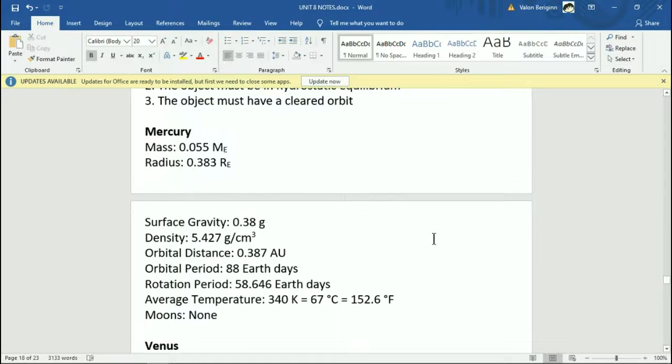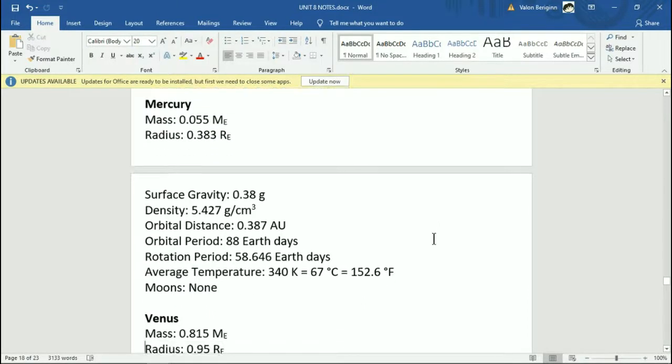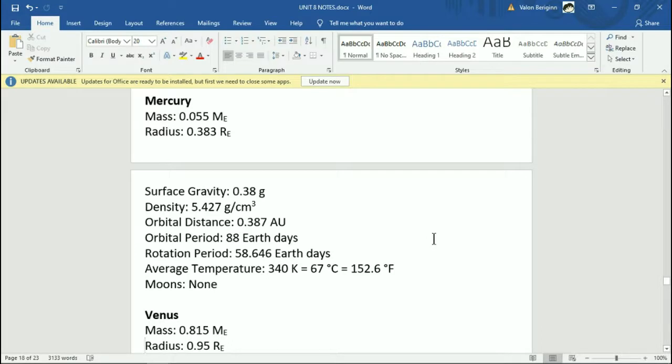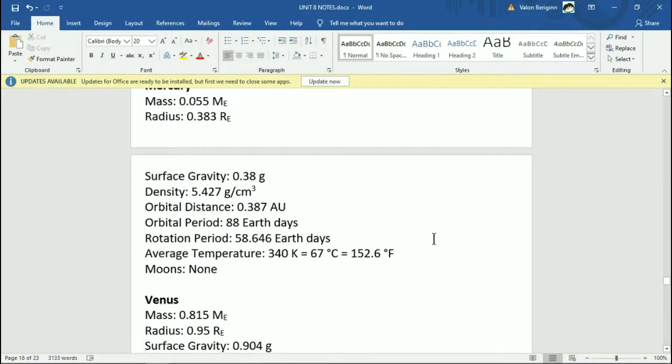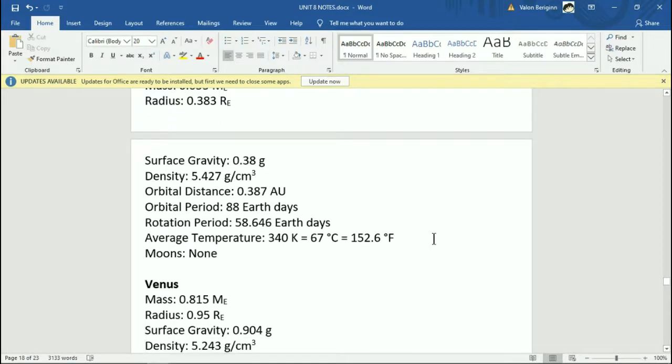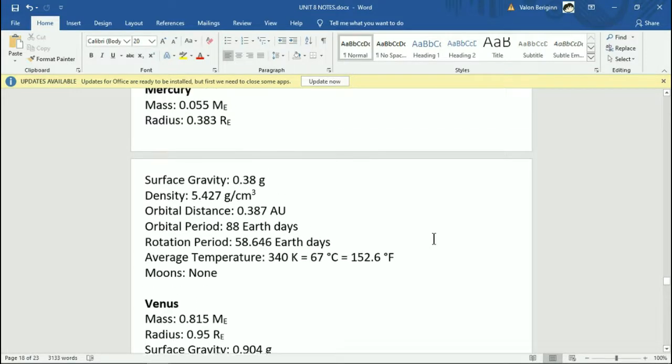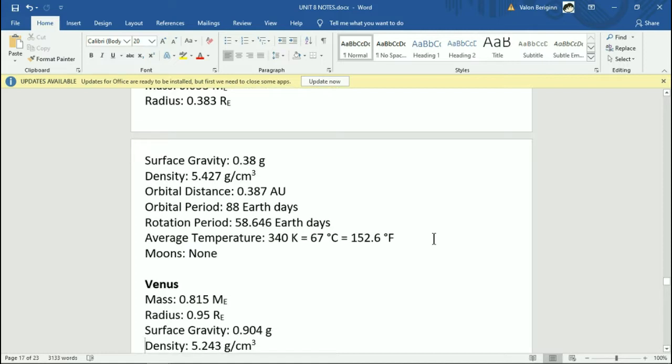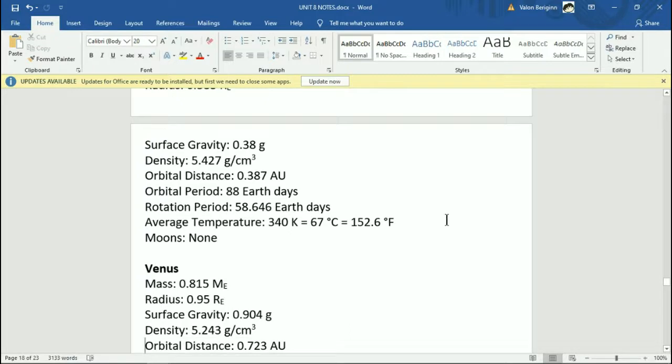Next up, though, we have Venus. Now Venus is closest to Earth in size, right? It's 95% the radius of Earth, a bit smaller in terms of mass. Gravity is 90%, so pretty close to Earth. The density is a little bit smaller than Mercury, 5.2 to 5.4, but still, it's a rocky planet. It's not that far off. Orbital distance, again, is 72%. So, not terrible.